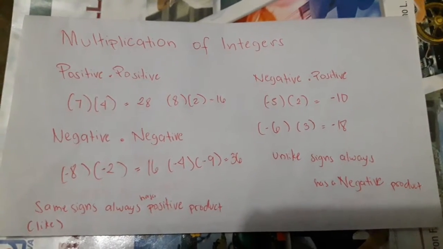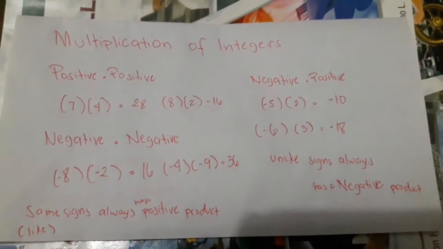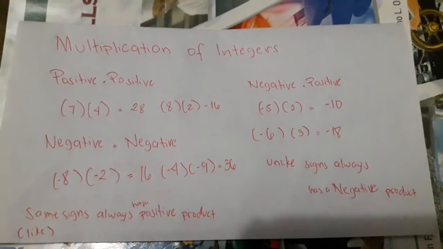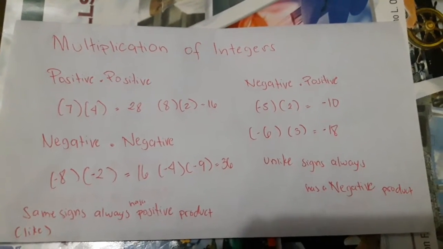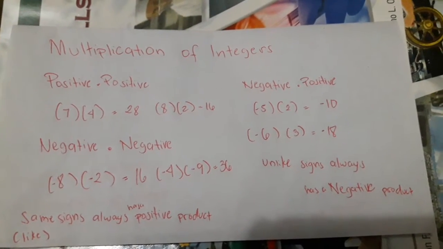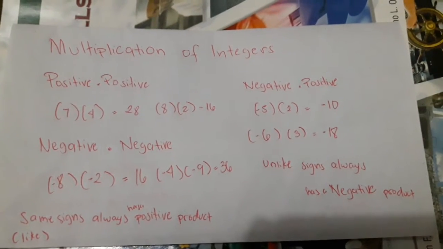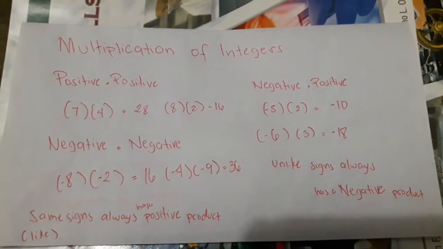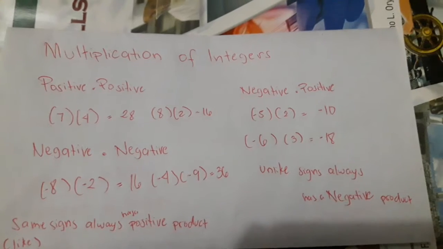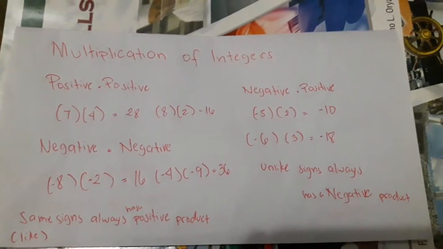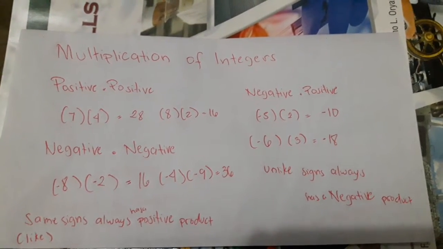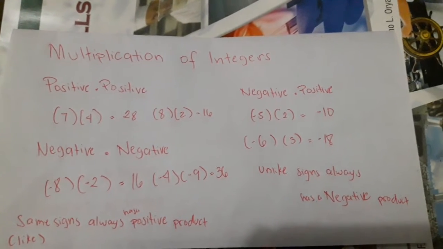Multiplication of integers. Positive times positive. 7 times 4 equals 28. 8 times 2 equals 16. Negative times negative. Negative 8 times negative 2 equals 16. Negative 4 times negative 9 equals 36. Same signs always have a positive product.